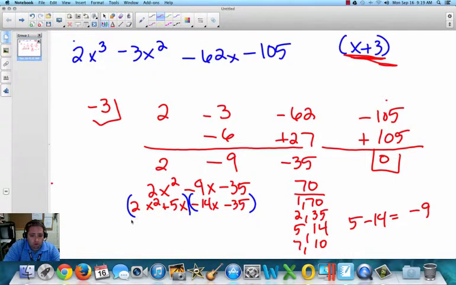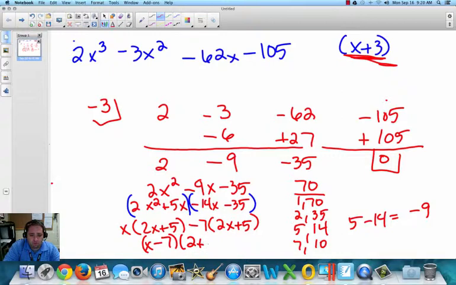I'm going to pull an x out of this, and I get 2x plus 5. So I'm expecting a 2x plus 5 here. So out of here I'm going to pull out a 7, and I'm going to make it negative so that my signs change, and I get a 2x plus 5. Then I end up with x minus 7 and 2x plus 5.